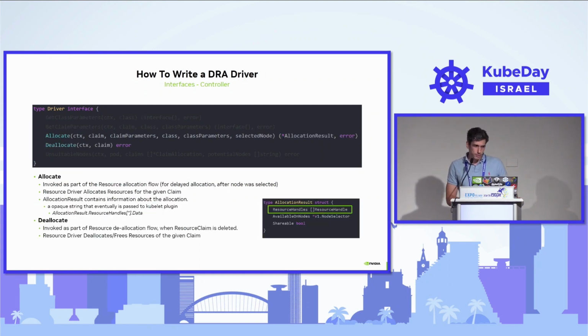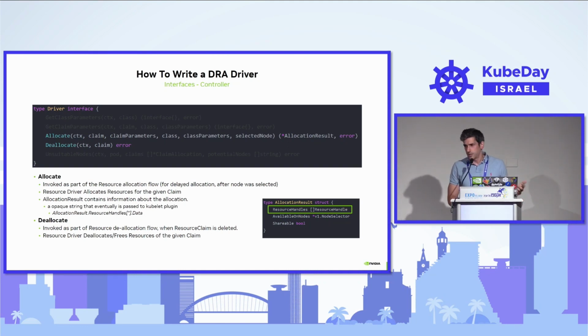There is the allocate call. The allocate will essentially perform the allocation of a resource. Notice the selected node field. This is empty in case of immediate allocation, where you need to choose your own node. And it will have a value in case of delayed allocation because of the whole pod scheduling context which we went through. Again, you will get all the claim parameters and the resource class parameters, and you need to return an allocation result. This struct will eventually contain that string blob, which holds information about the allocated resource as well as the node where the resource is available.